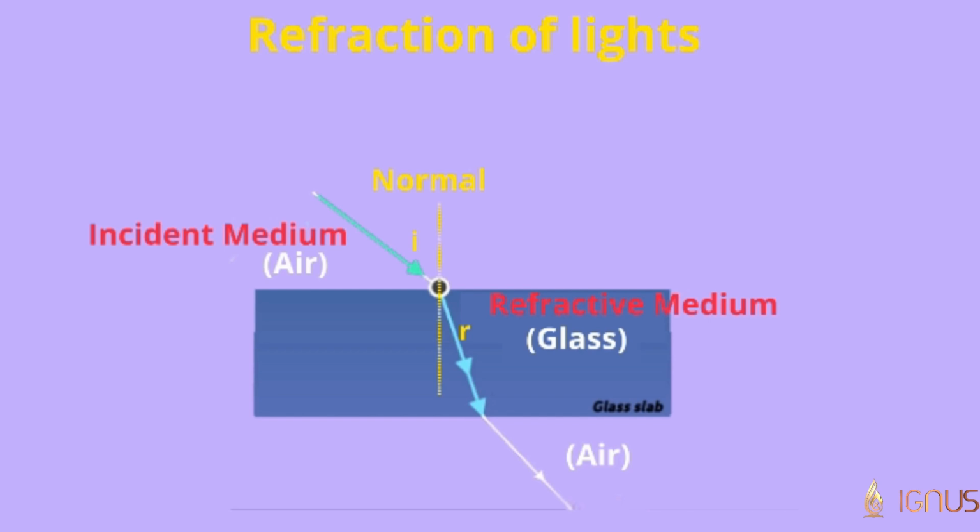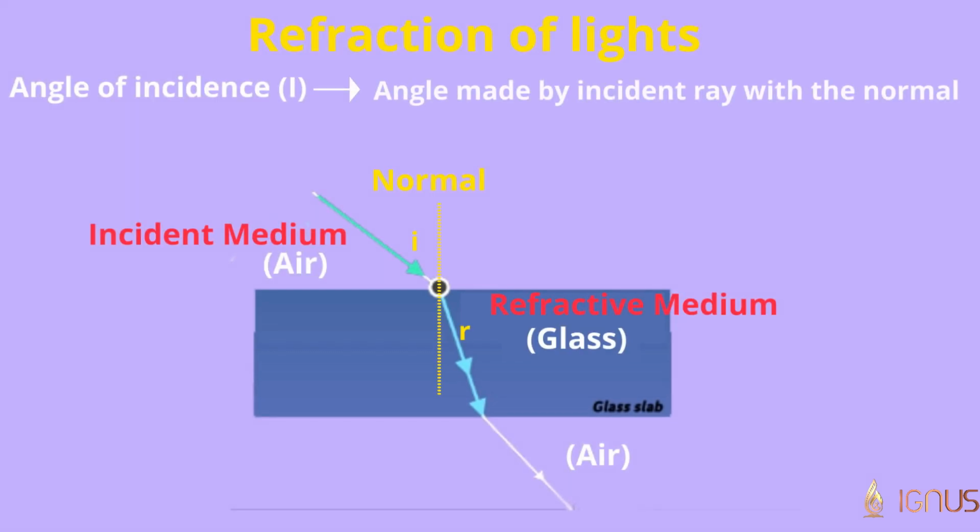What is this angle called? It's called the angle of incidence and is denoted by the letter I. It is the angle made by the incident ray with the normal. And this is the angle made by the refracted ray with the normal. It is called the angle of refraction, R.